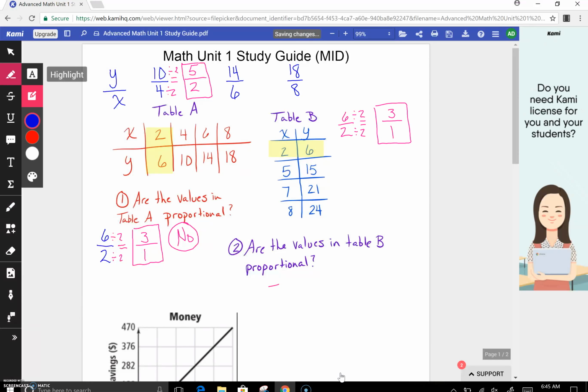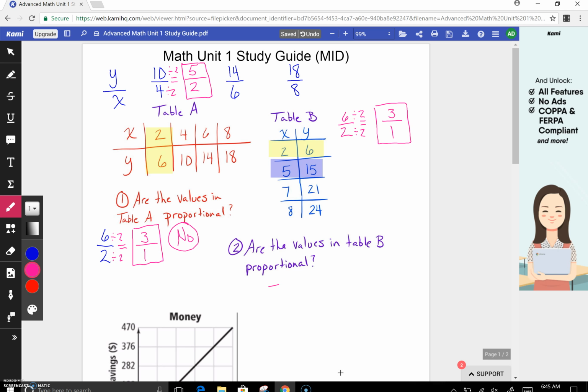Our next value in the table, 15 over 5. The common factor of 15 and 5 is going to be 5. So divide by 5 on top and bottom, we're going to get 3 over 1. Now you have to go all the way through. You can't just assume that the last two are going to be the same unit ratio. We have to show our work.